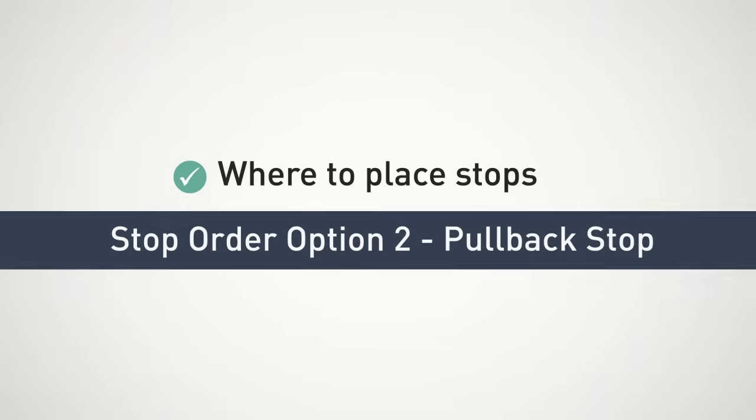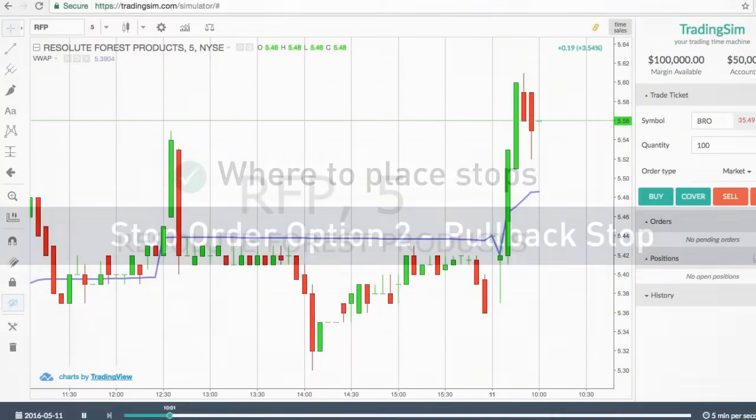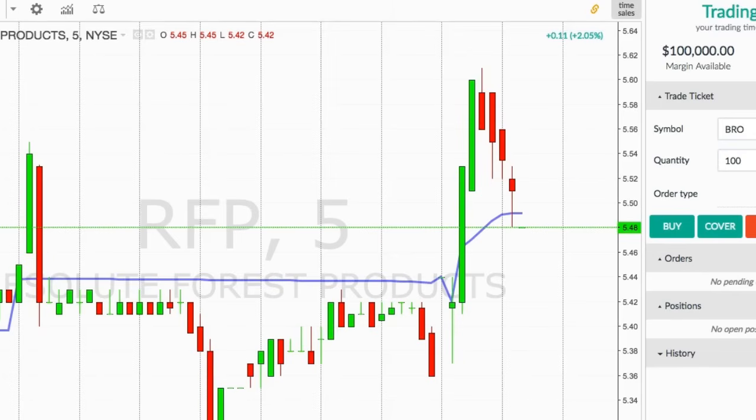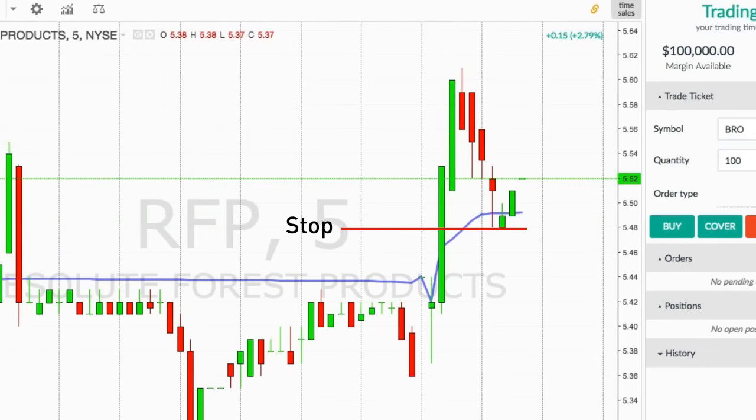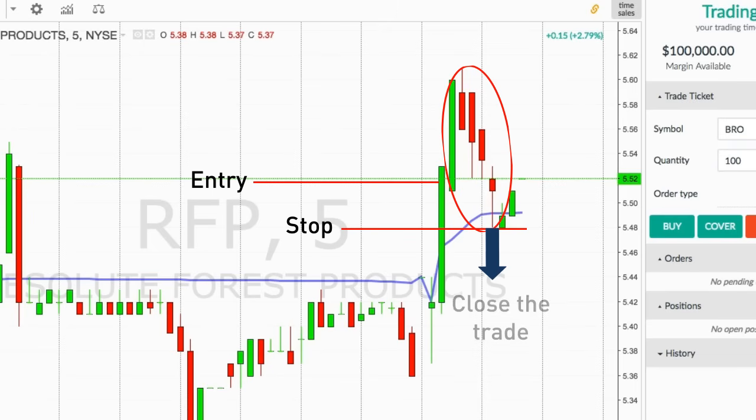Stop order option 2, pullback stop. The pullback stop is simple to identify. It is the most recent low point. Therefore, after you enter the trade, if the stock begins to roll over, breaks the VWAP, and then cuts through the most recent low, odds are you have a problem. At this point, you will want to close the trade and protect your capital.